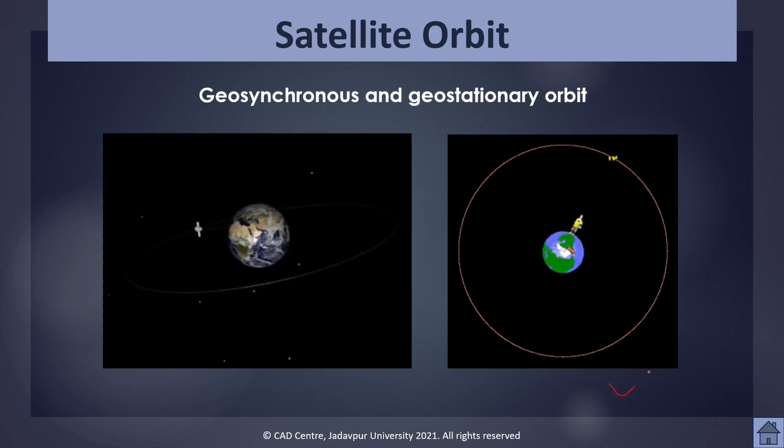And on the right hand side, as you can see, this is basically a geostationary orbit and this is a geosynchronous orbit. We have to understand that geostationary orbits are a special type of geosynchronous orbit, and geostationary or geosynchronous orbits are generally used for meteorological satellites, telecommunications satellites, or television broadcasting satellites, but remote sensing satellites are not placed on the geosynchronous orbit or geostationary orbit.